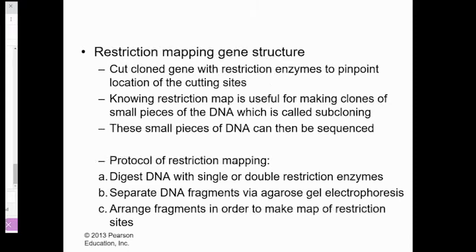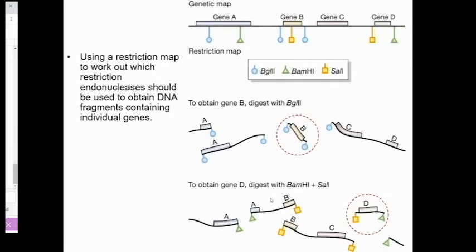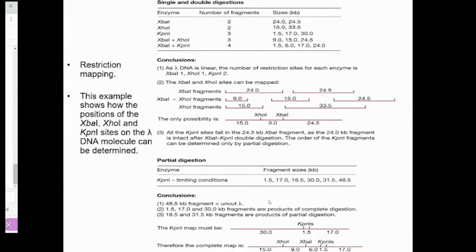So the protocol of restriction mapping: you digest the DNA with single or double restriction enzymes, and then separate the DNA fragments through agarose gel and arrange the fragments in order to make the map of restriction sites. Now, this is an example of restriction mapping, where you can determine the relative location of the enzyme sites on the specific DNA fragment.